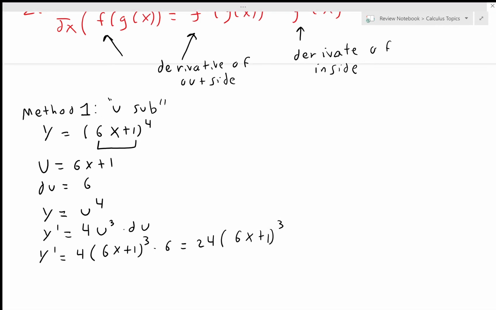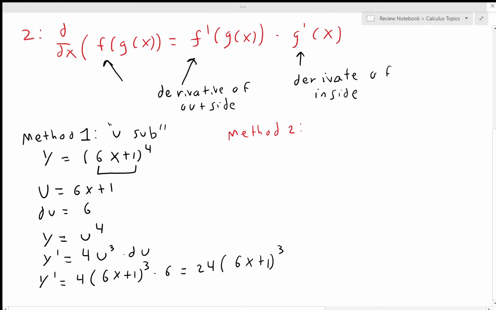Now let's try method 2. Depending on the problem, it could be quicker doing it one way or the other. So method 2 is just derivative of the outside and then derivative of the inside, multiplying them. So same thing. We have y equals the quantity of 6x plus 1 to the 4th. So we want to make note that the outside function is the power. So the power is the outermost function.